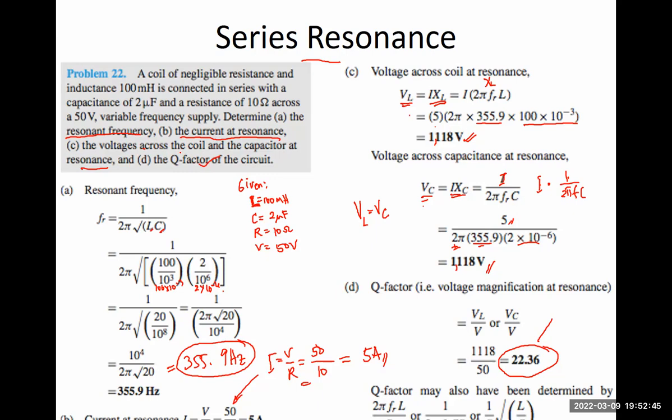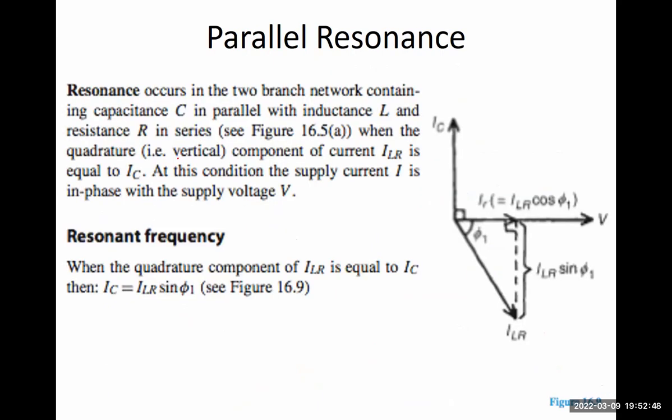So let's talk about now the parallel resonance. Meron tayong series resonance, so therefore, meron din naman tayong parallel resonance. So that is your resonance occurs in two branch network containing capacitance C in parallel with the inductance L and resistance R in series. So we could have it, C in parallel with the inductance. For example, we have our voltage V.